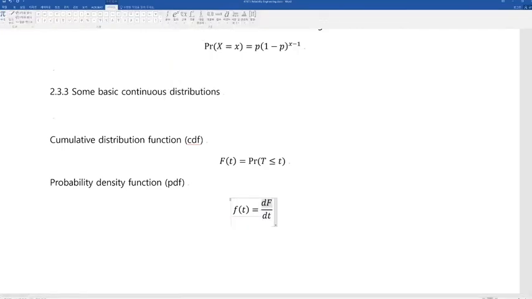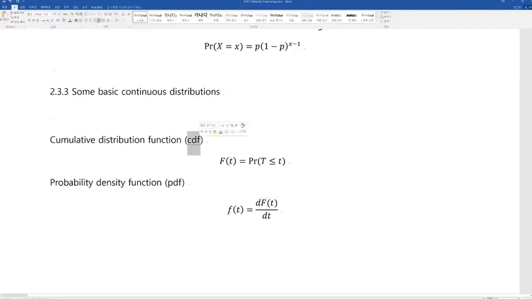dt. The derivative of the CDF with respect to time, or not only time, with respect to the variable that we are dealing with. And it should be noted that in CDF, D indicates distribution, while in PDF, D indicates density, not distribution.